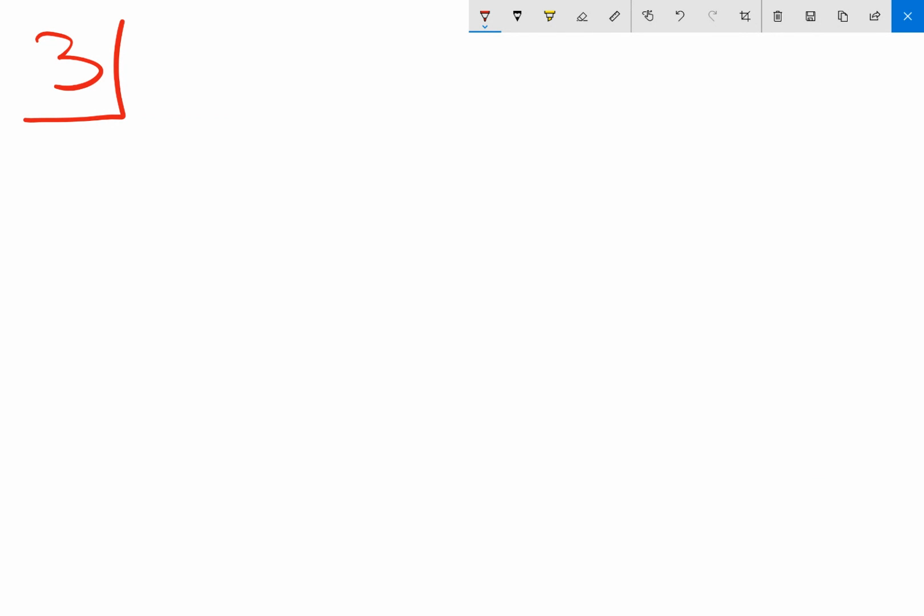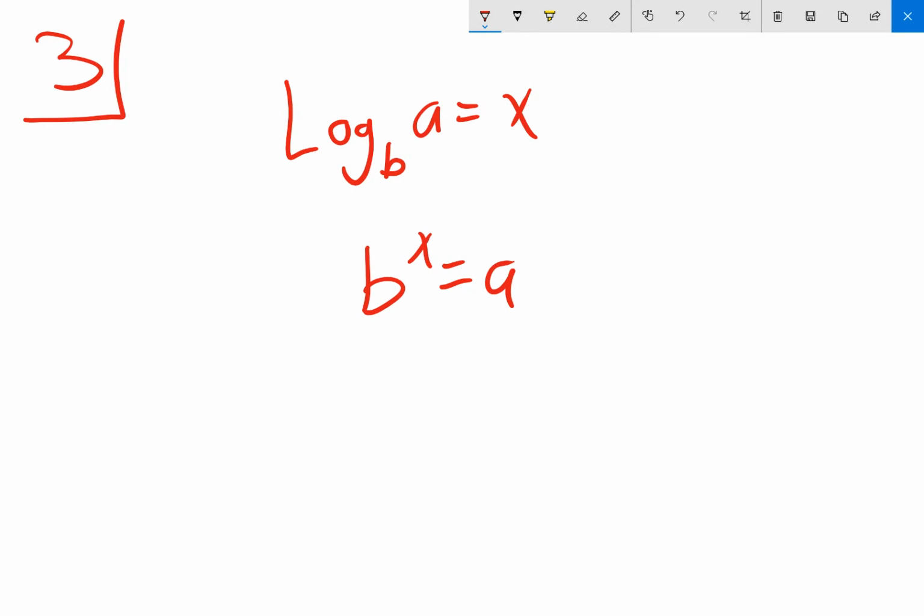So number 3, rewrite each exponential equation in log form. So we're going to have to remember this property. We have a log with a base b of a equal to x. The exponential version of this would be b to the x power equals a. So an example, we can have log base 3 of 81 equals 4, which is a true statement.